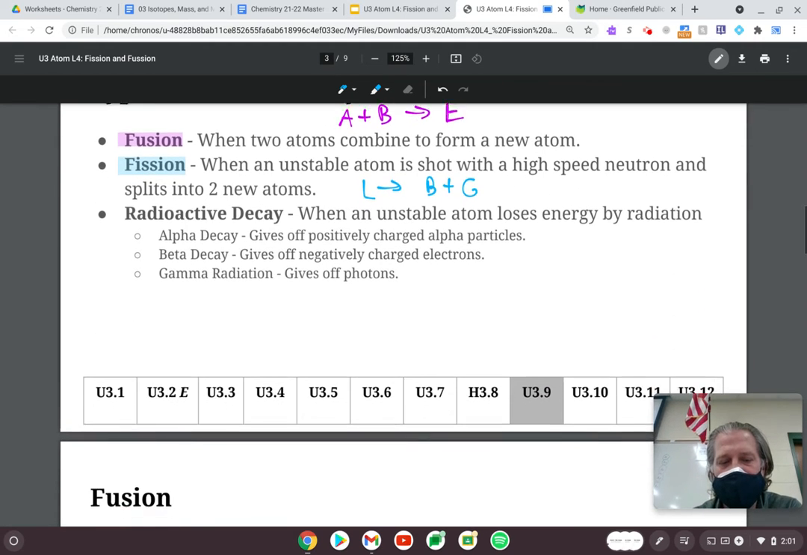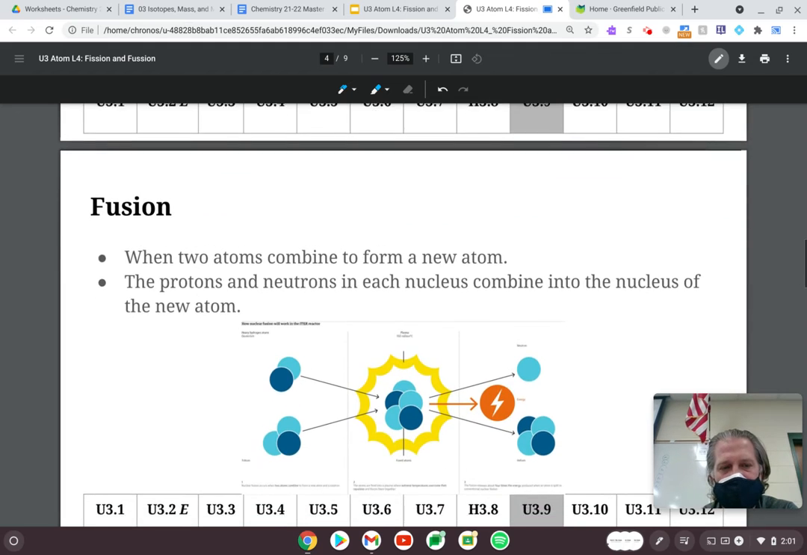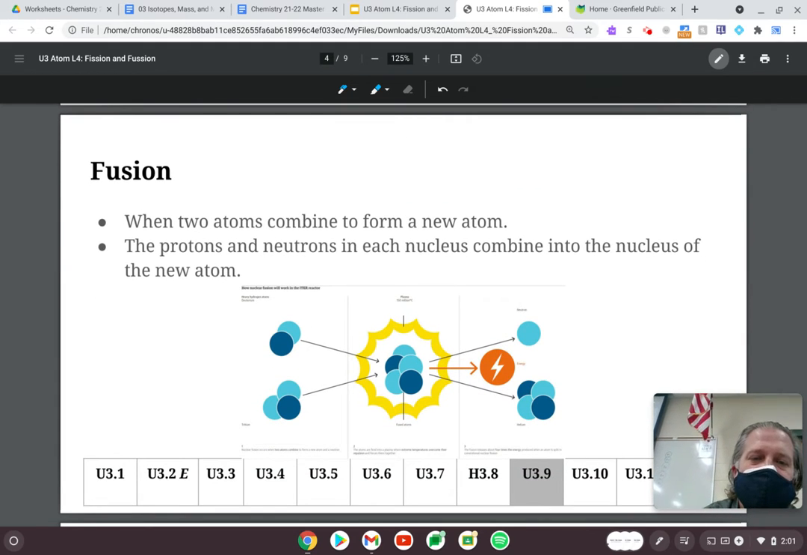So let's focus more on fusion today. Fusion, like I've already stated, is when you take two atoms to combine to form a new atom. Basically the protons and neutrons in the first atom and the protons and the neutrons in the second atom combine together. They fuse together to create a brand new atom that's stable, and in that process, it produces a lot of energy.